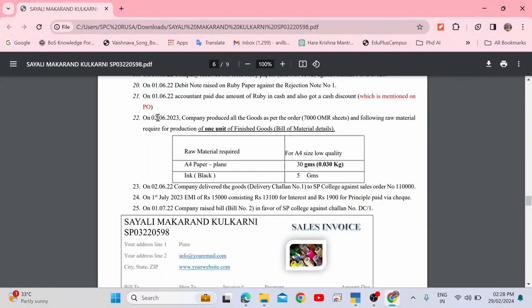On the second, this bill of material part is over. We have produced already 7,000 OMR sheets. After producing, what they are saying: on the 2nd June, deliver goods by delivery note number 1 to SP college against sales order number this. Against this we have sent them the material.